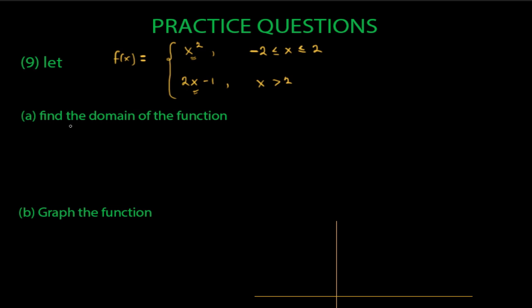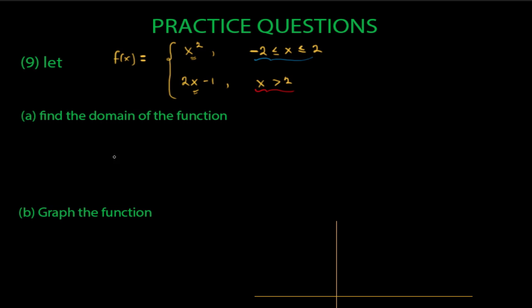Now, the very first question says find the domain of the function. The domain of the function is the range of values of x for which the function itself is defined. Looking at this, we have two ranges here. The first range is this, and the next range is what we have here. We are told to find the range of values of x for which the function is defined.